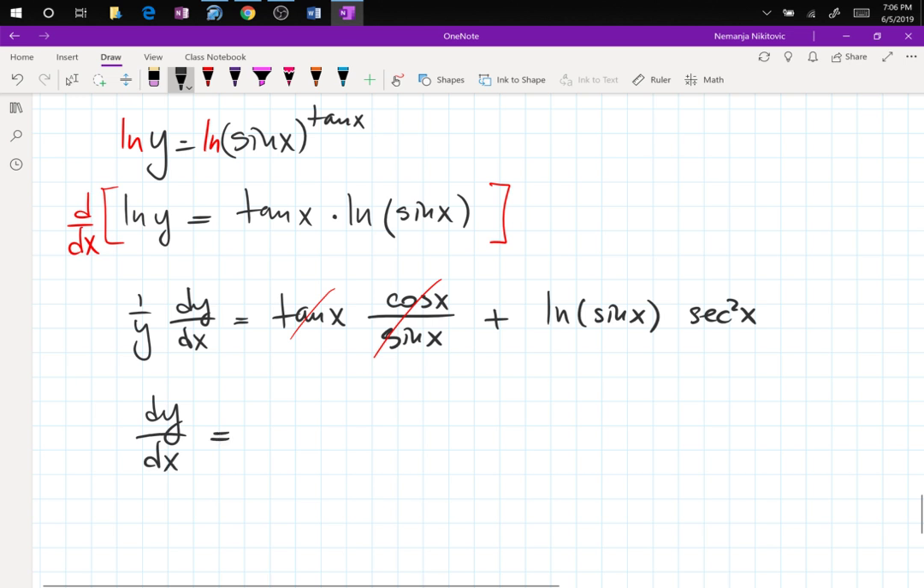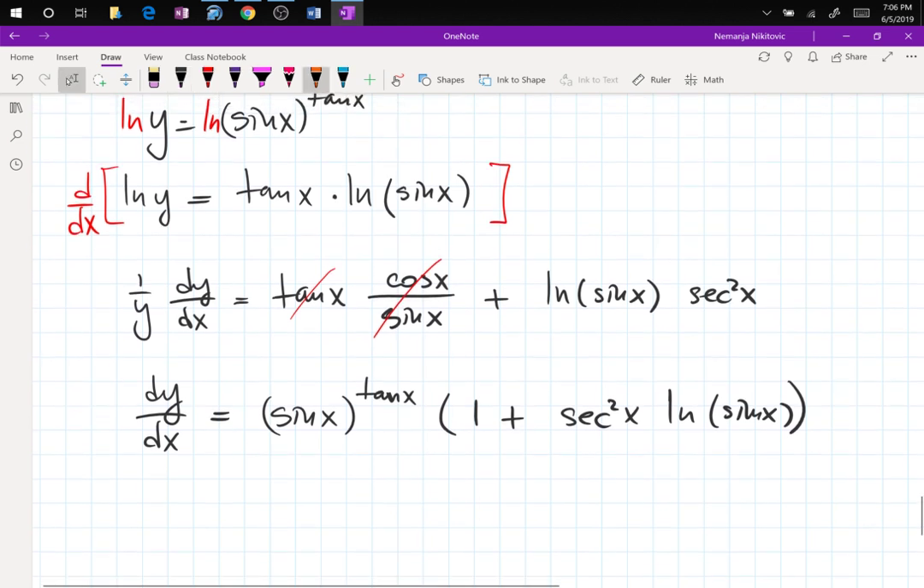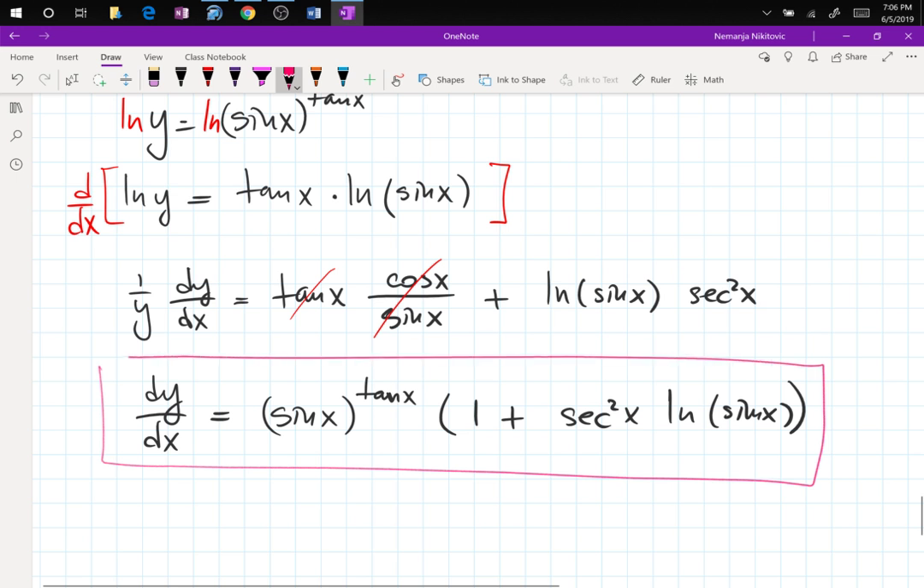So dy dx is equal to, yes, Chewbacca? I thought I heard you. sine x to the tangent x, times 1 plus secant squared x ln sine x. A little bit complicated, but not that bad.